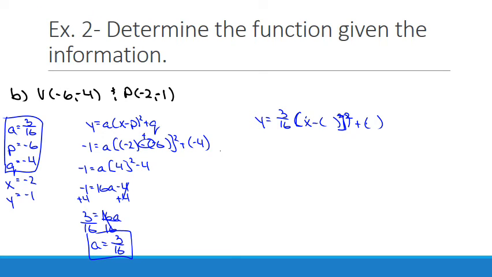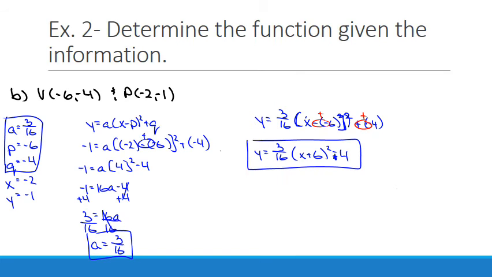So my p-value is negative 6, my q-value is negative 4, and you can see in this one I have 2 sign changes. So again, that is why I use these brackets. It really makes the sign changes easier to see. It highlights them. That's the word I was thinking of. (x plus 6) squared plus 4. Why am I writing plus, right? You're likely thinking, no, Mr. Troy, it's negative. You're right. It's late at night when I'm writing this video, so I'm making some little errors. All right, so there's the function.